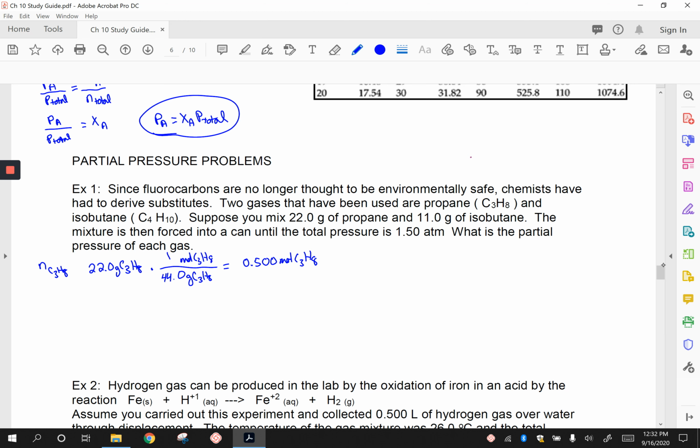Let's look at the isobutane. We have 11 grams of the C4H10, and 1 mole of butane is 58 grams. This gives us 0.189 moles of butane. I'm going to go ahead and add those two together so I can get the total. So 0.689 moles total.